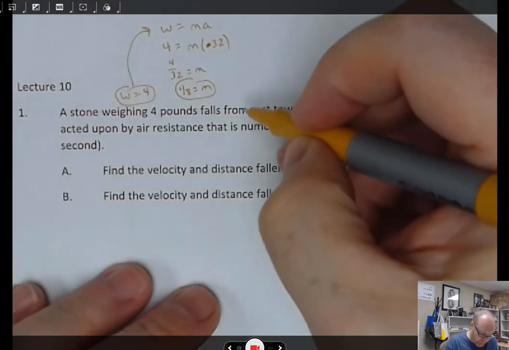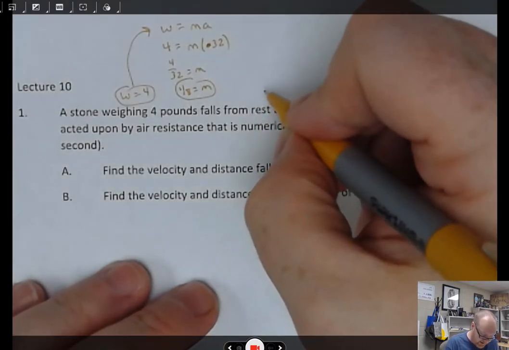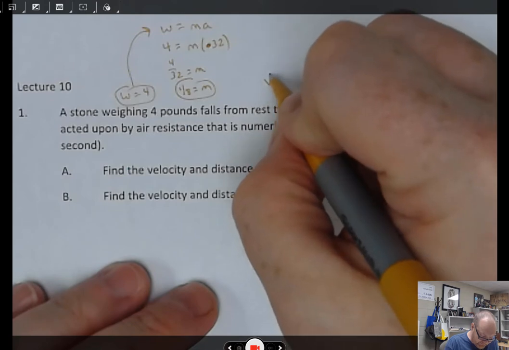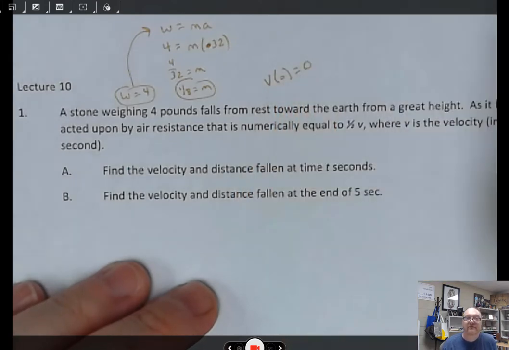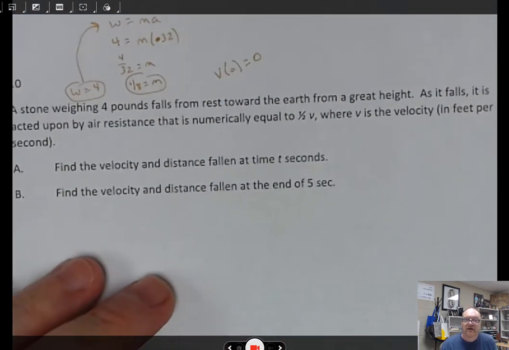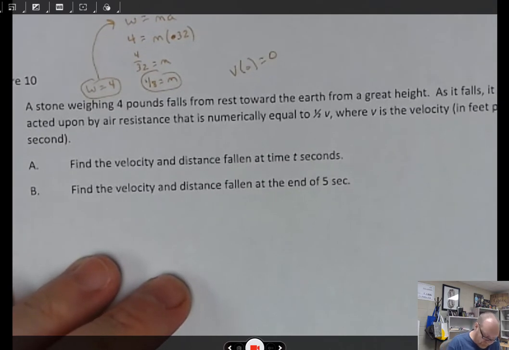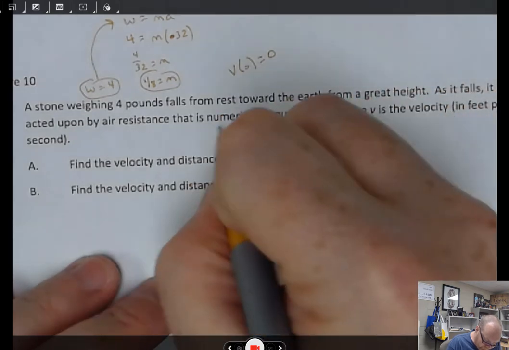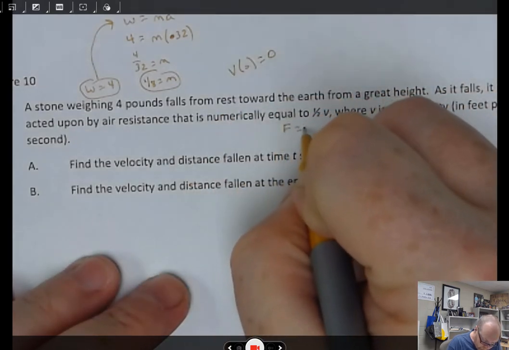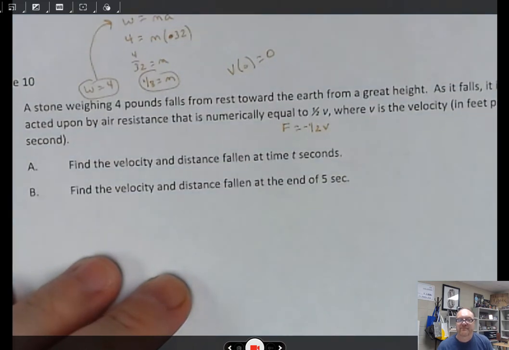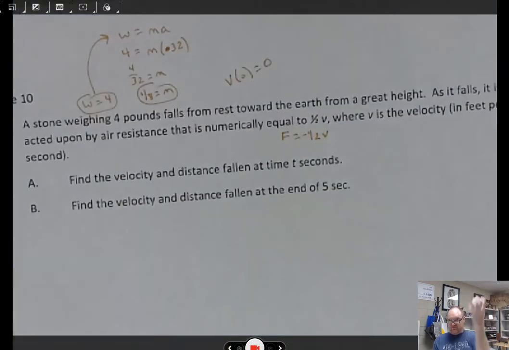Falls from rest. Well, what information does that give me? If it starts from rest, that means the velocity at time equal to 0 is 0. So I might need that. A great height, that doesn't help me any. I know air resistance, so that's one of those forces. And again, that's the one that I need to make negative because this object is falling, and that's going to impede the fall, this idea of air resistance. All right, so it says to find the velocity and the distance fallen at time equal t seconds.